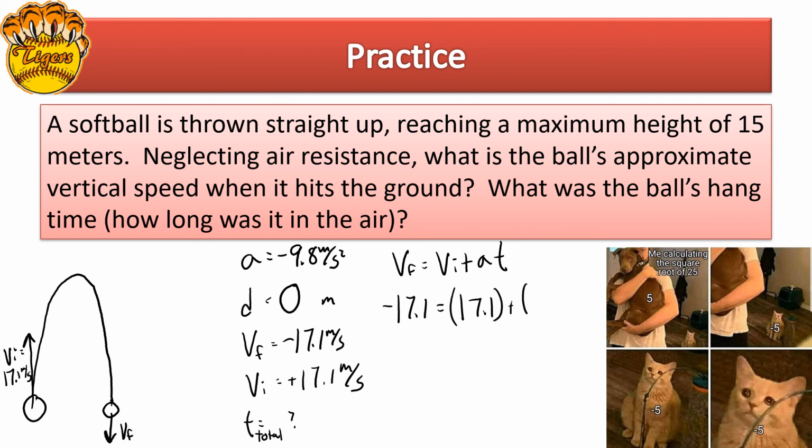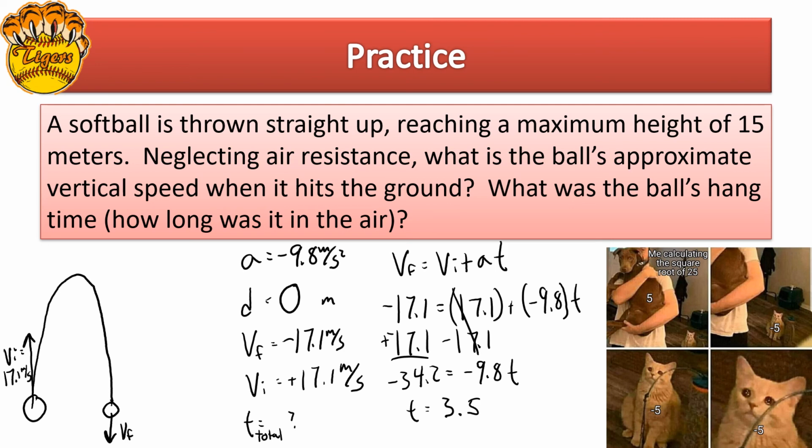17.1 plus negative 9.8 times T. So then you solve. Remember, you're subtracting 17.1 from both sides. So this cancels out, but this doesn't. This becomes plus negative 17.1. This is negative 34.2 is equal to negative 9.8 times T. And now you should always get a positive number for T. And we do. We get 3.48979. I'm going to call it 3.5 seconds.